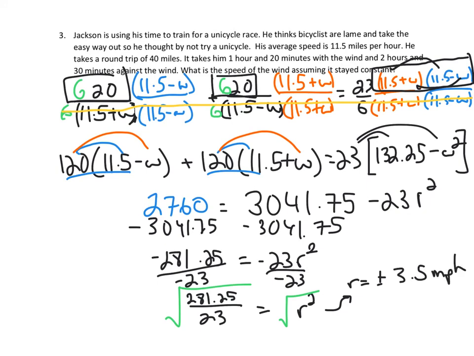Now typically we don't have negative wind speed. Really, in this problem, that just means you're going against the wind. It's giving you sort of direction, which those of you that take physics, kind of almost like a vector. But our solution is going to be 3.5 miles per hour.